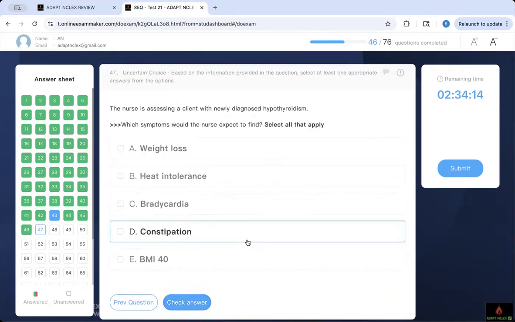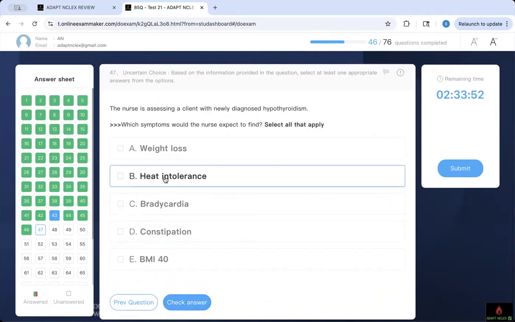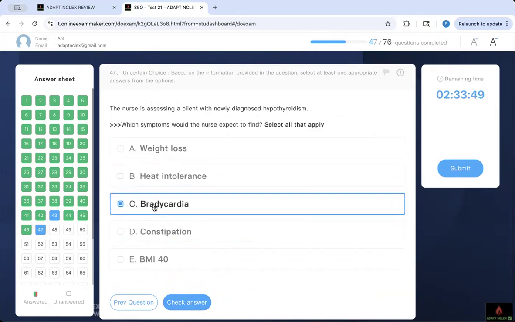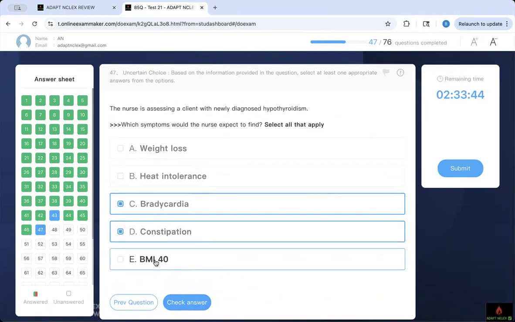The next is assessing a client with new diagnosis of hypothyroidism. Everything is going down except your weight. Which symptoms should the nurse expect to find? Once again, everything going down except your weight. Therefore, what do you see? Weight loss, go up. Eat, go down. Cold intolerance. Bradycardia, down. Constipation, down. What does your weight do? Everything goes down except your weight. It goes up. Therefore, BMI is high.